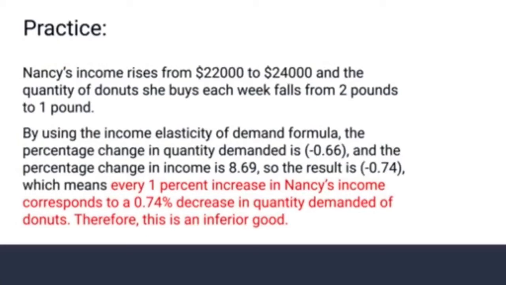So the result is -0.64, which means every 1% increase in Nancy's income corresponds to a 0.74% decrease in quantity demanded of donuts. Therefore, this is an inferior good.